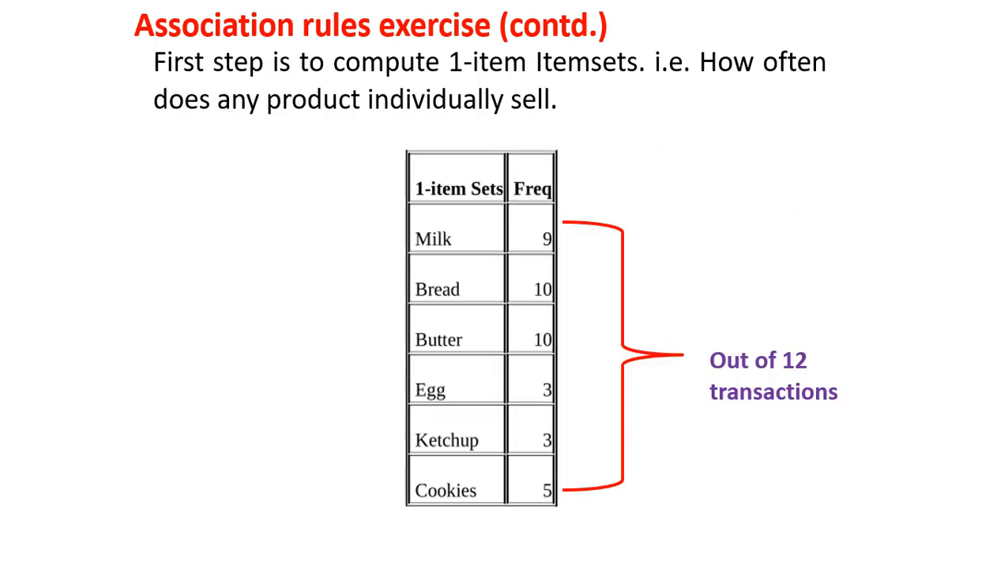In the first step, we compute the one-item sets. How often does each product individually sell? In the first item sets, milk sells 9 times, bread 10, butter 10, eggs 3, ketchup 3, cookies 5. So out of 12 transactions, the one-item sets are given here.